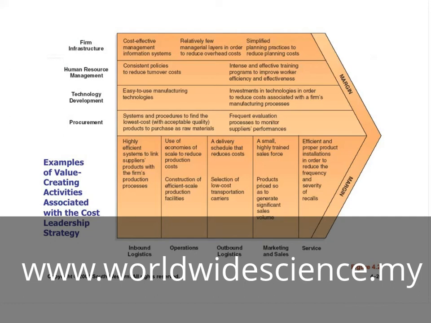So if you look at the first line, we have firm infrastructure. Firm infrastructure is the infrastructure of your firm, your company. You need to have a cost-effective management information system. Your MIS has to be cost-effective. You have to have a database, be able to reach that, be able to manipulate, take data out, put data in, that kind of thing. And then relatively few managerial layers in order to reduce the overhead costs. So you don't want to put all managers in your company and pay them a lot of money.